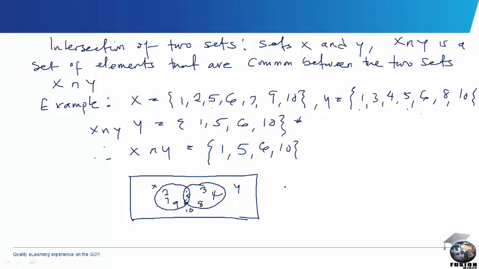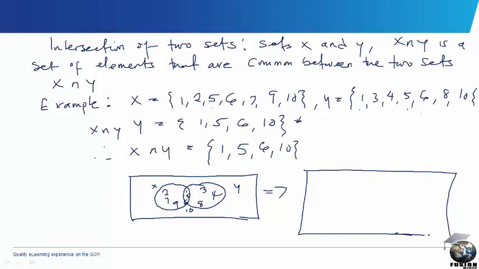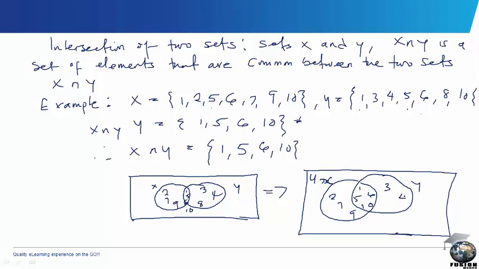And so this is a Venn diagram. Let me make it look better. This is my circle, this is set Y, set X, and this is the universal set. And so I have 2, 7, 9, 1, 5, 6, 10. At this point I have 3, 4, and 8.